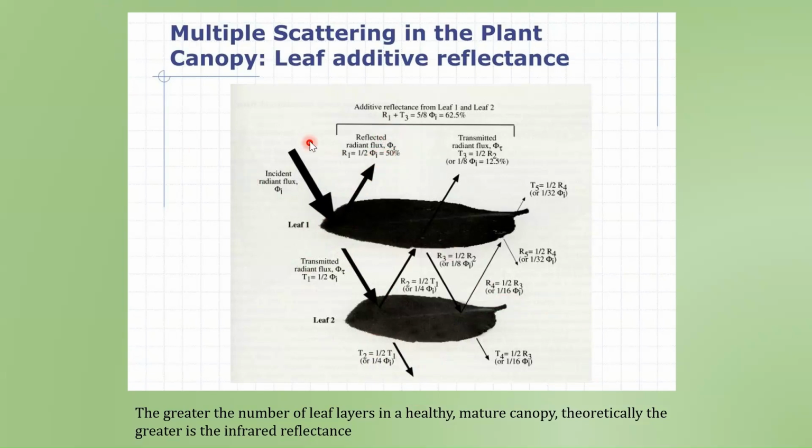So if we talk about the NIR, the more the number of leaves, the stronger the reflectance in the NIR, which is mainly because of the additive reflectance from the leaves. So healthy vegetation will have strong reflectance in the NIR range. If there is any stress or if there is a change in the canopy cover, we will have a decrease in the amount of reflectance in the NIR range.